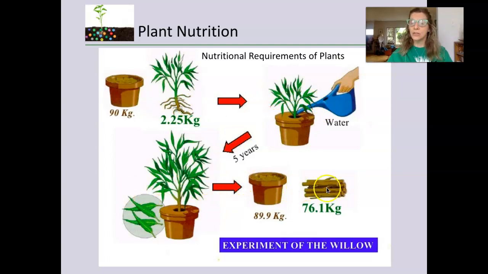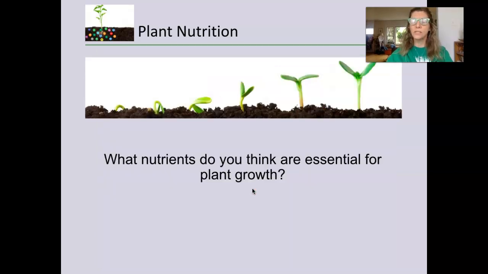And when they took these things apart again, what they saw was the mass of the plant increased, but the soil pretty much stayed the same. So that would indicate that even though we added water and we added soil, actually very little of it comes from the soil. So what nutrients do you think are essential for plant growth?